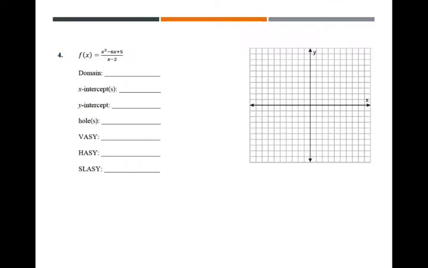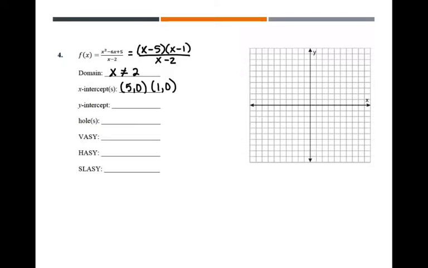Number 4, I'm going to go ahead and start factoring again. So 2 numbers that multiply to 5 and add to -6 give x minus 5, x minus 1 over x minus 2. For my domain, x cannot be +2. I actually have 2 x-intercepts this time. I'm going to have one at (5, 0), and one at (1, 0).